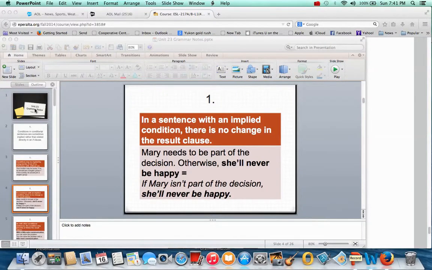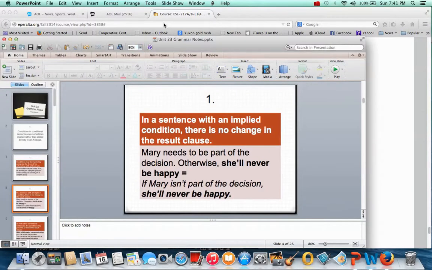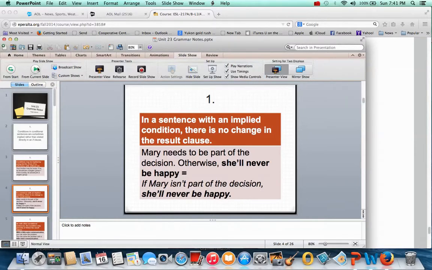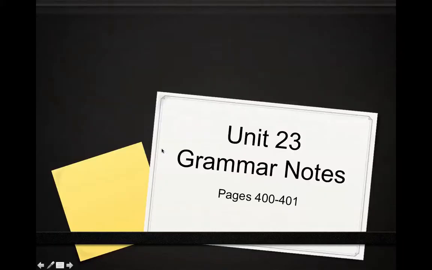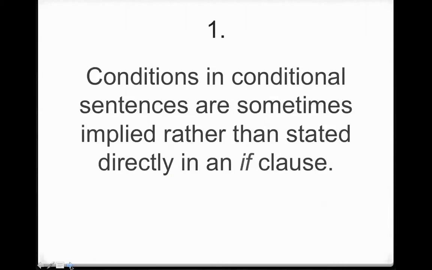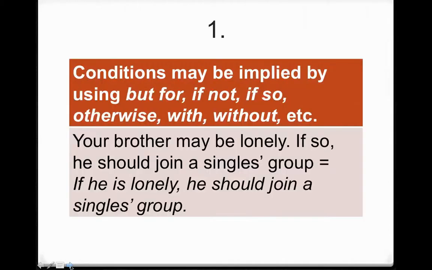Okay, let's look at the Unit 23 grammar notes, which are on pages 400 and 401. Conditions in conditional sentences are sometimes implied rather than stated directly in an if clause. Conditions may be implied by using but for, if not, if so, otherwise, with, without, etc.